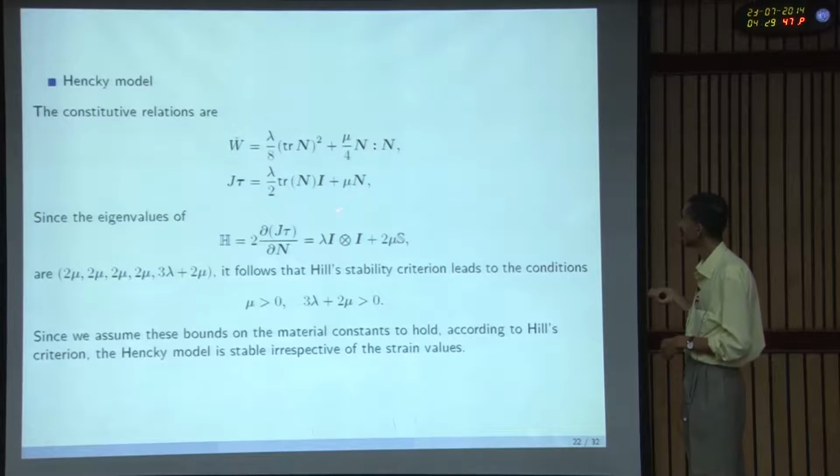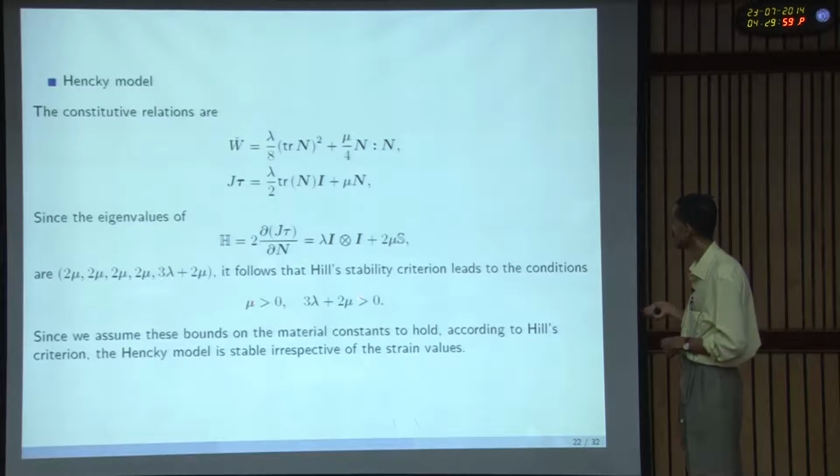So Hill's criterion actually predicts that this model is stable because these are the eigenvalues according to Hill's criterion for this Hill's tensor. And because we are assuming that mu is greater than 0 and 3 lambda plus 2 mu is greater than 0, according to Hill's criterion, this model is stable irrespective of the scaling values.